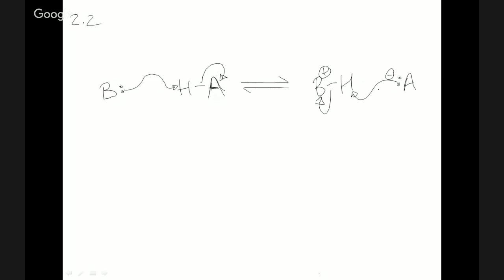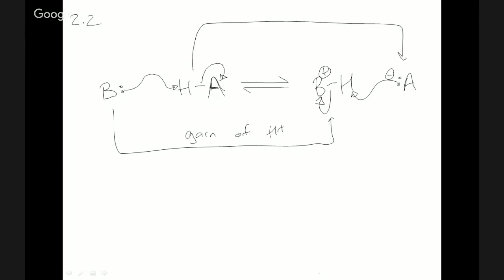All right, so what's going on here? The base over here, the B, is gaining. This is a gain of protons. This is a loss of protons. And the opposite is true over here: the BH plus would be losing the proton, and the A minus would be gaining. All acid-base equilibria will follow this.